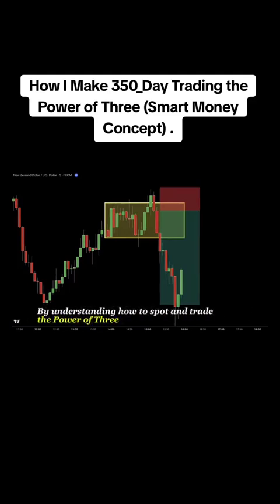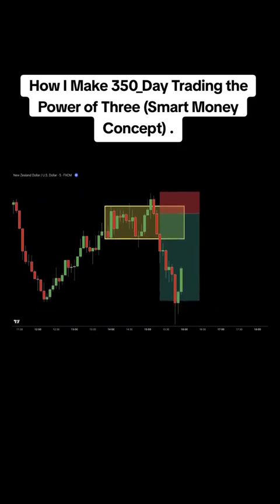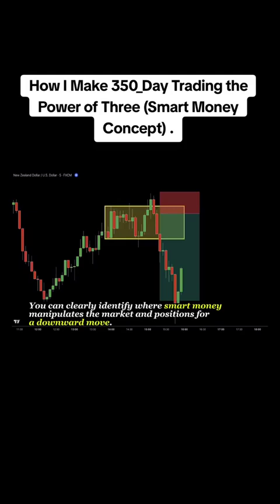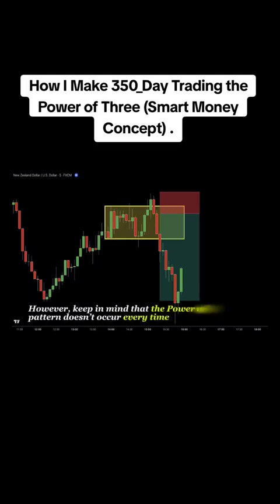By understanding how to spot and trade the power of 3, you can clearly identify where smart money manipulates the market and positions for a downward move. However, keep in mind that the power of 3 pattern doesn't occur every time. Sometimes, after the breakout, the market might continue upwards instead of reversing.